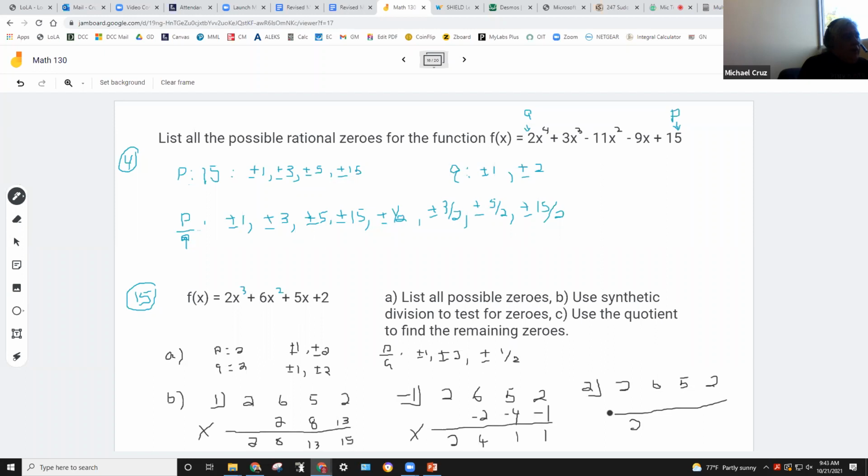So bring down the 2. 2 times 2 is 4. Put it right here. Add up 6 and 4 is 10. 2 times 10 is 20. That's going to give us 25. And that's 50, 52. So this one's not it.